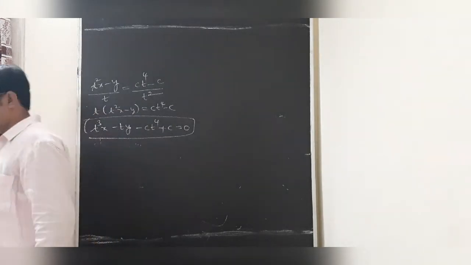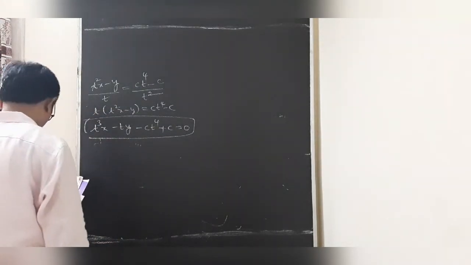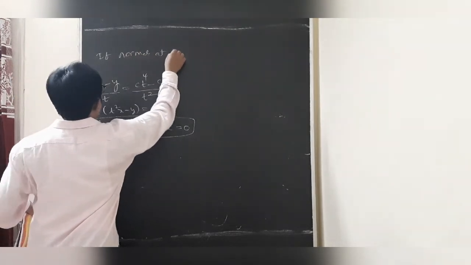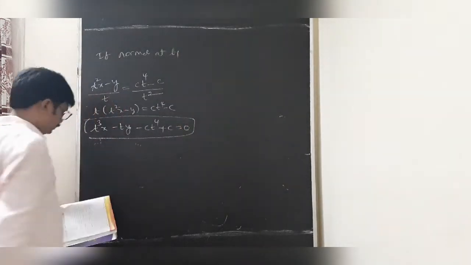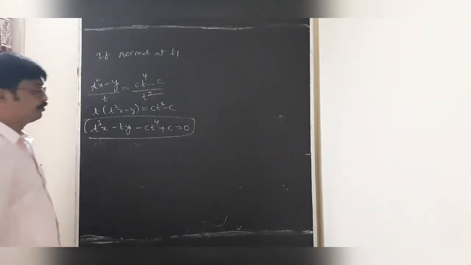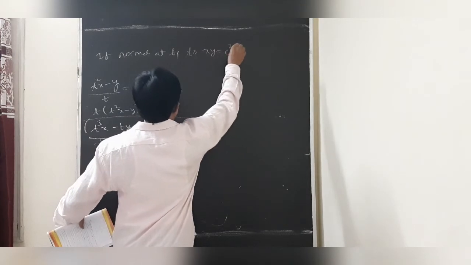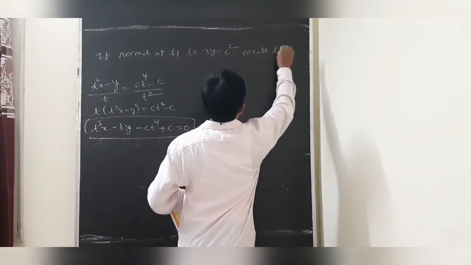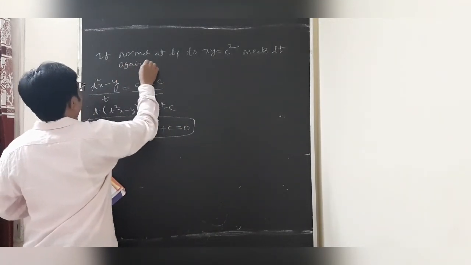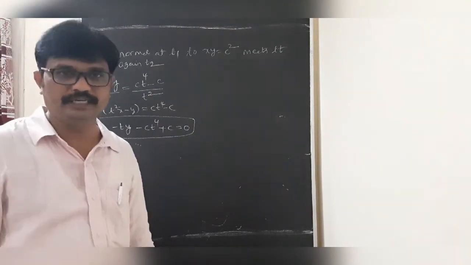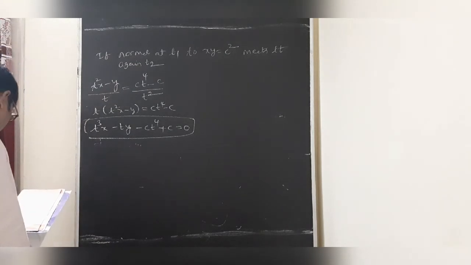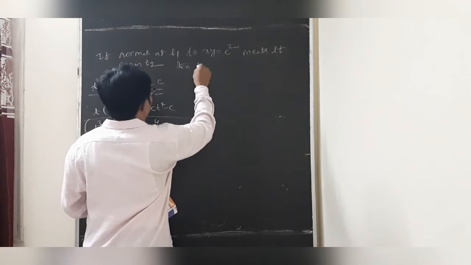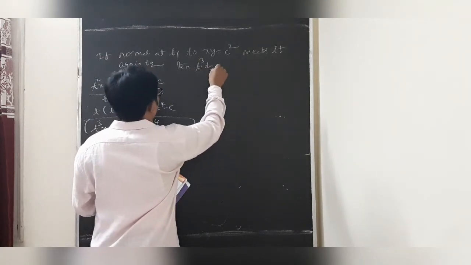So write down one theorem, students. If the normal at the point t₁ to the rectangular hyperbola xy = c² meets it again at t₂, then t₁³t₂ = −1.